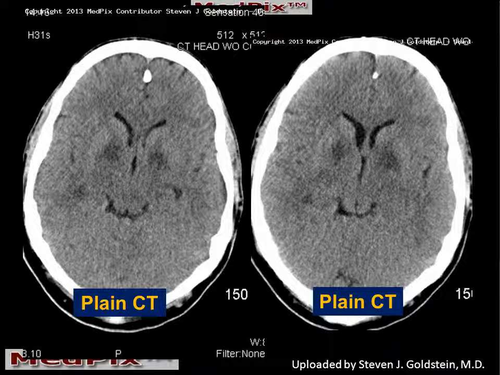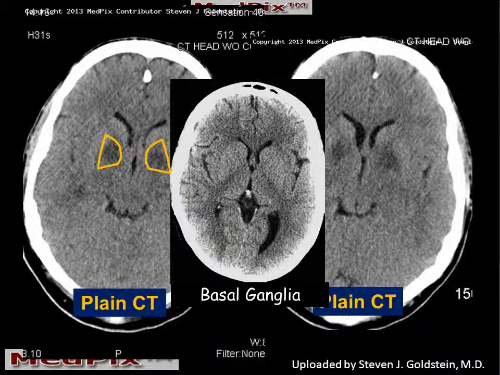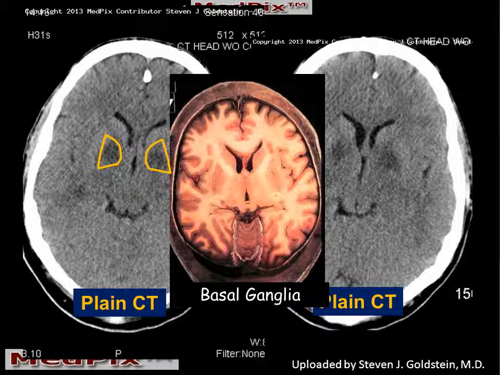These two slices, both at the level of the quadrigeminal plate cistern, are clearly abnormal. In the center we have a normal slice from a similar location, and we can see on our images that there is abnormal decreased attenuation in the medial portion of the basal ganglia. Which portion of the basal ganglia is this?